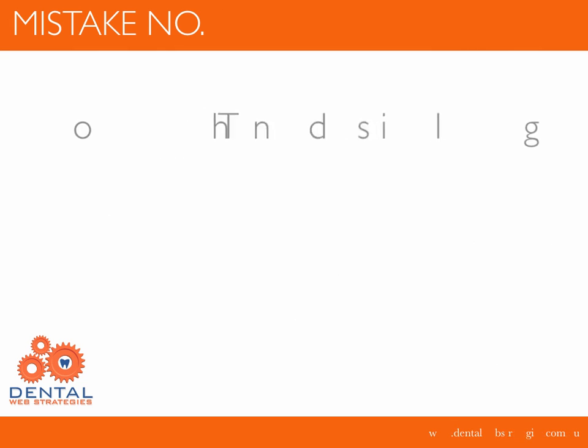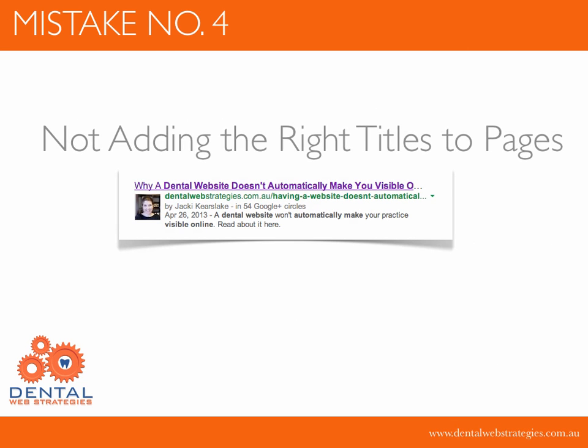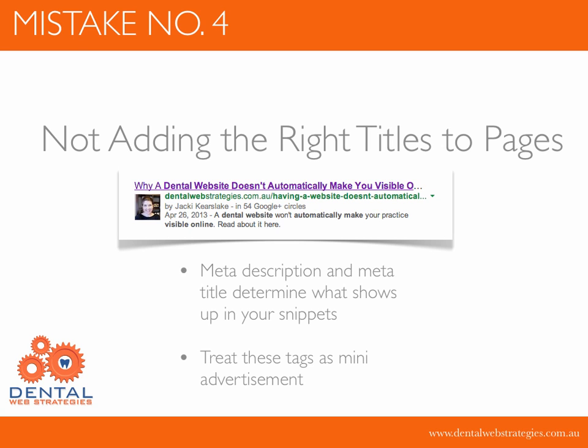The fourth thing that Matt sees not being done very well is adding titles and descriptions to really important pages on our website. He's referring to things that we call meta tags, which are important words that reside in the background of our website's code. The meta description and the meta title determine what shows up in our snippets, and these are just the words that appear next to your website's address in the search results. So you need to treat these like a mini advertisement. You need to write them so that they're compelling or enticing to viewers. You need to write something that will encourage people searching for something to click through to your website.